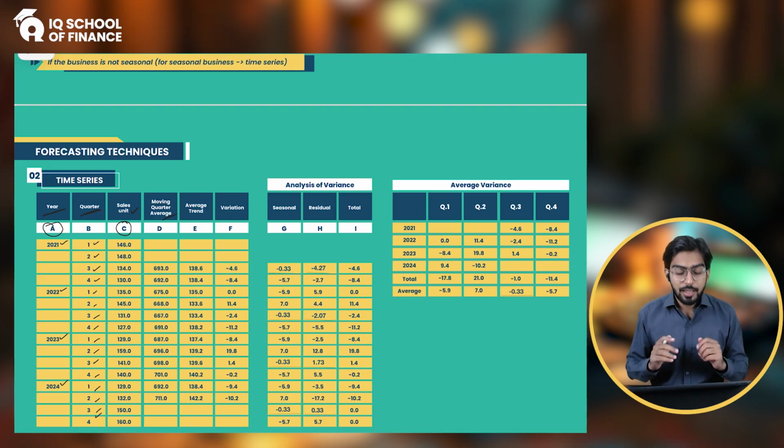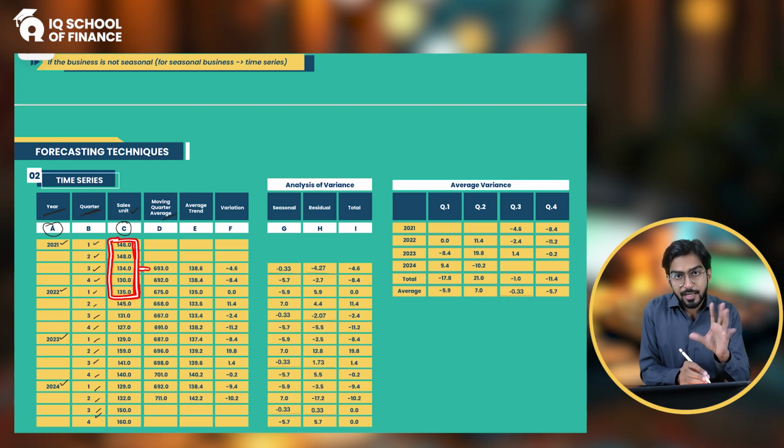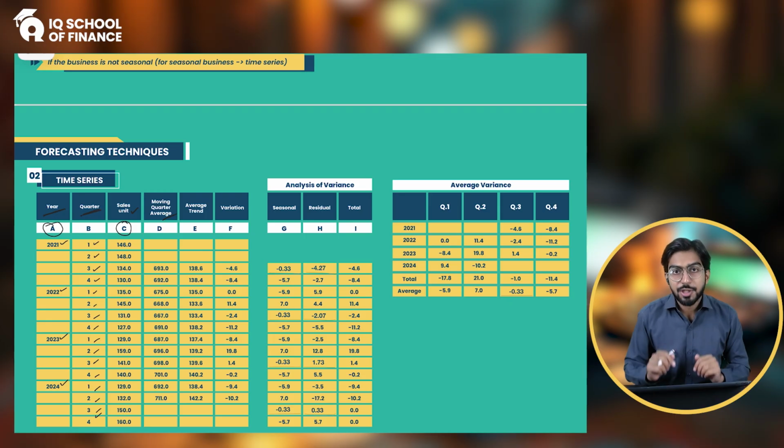So how is the hit and trial done? Let me show you. I calculated this figure using the sales unit of the same quarter we are talking about, 2 quarters before, and 2 quarters after. So I have added the sales units of these 5 quarters and divided them by 5. Stop the lecture, bring the calculator and check. You will see that the answer is 693. So I have used 5 quarters to calculate the moving quarter average.